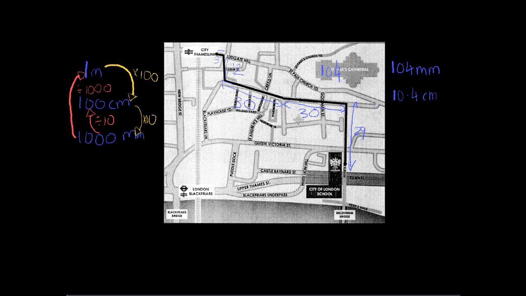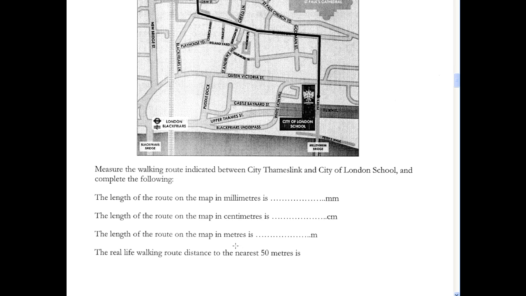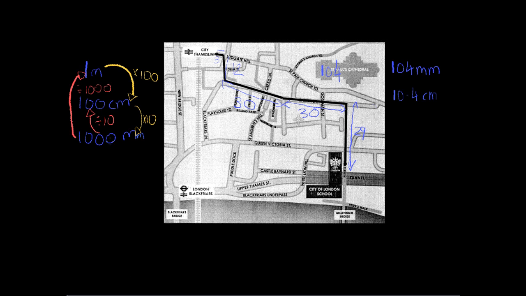Going to the next part of the question, the length of the route of the map in meters, then clearly to get from millimeters back to meters, we have to divide the millimeters by 1000. And if we do that, the answer we get is 0.104 meters. Alternatively, what you could do is divide the centimeters by 100. But either way, the answer would be 0.104 meters.